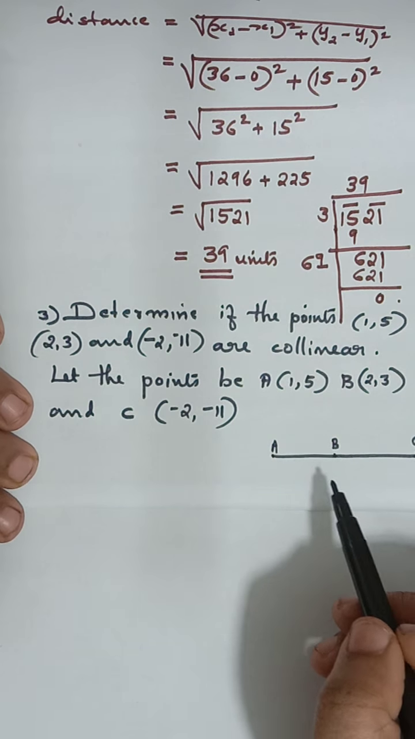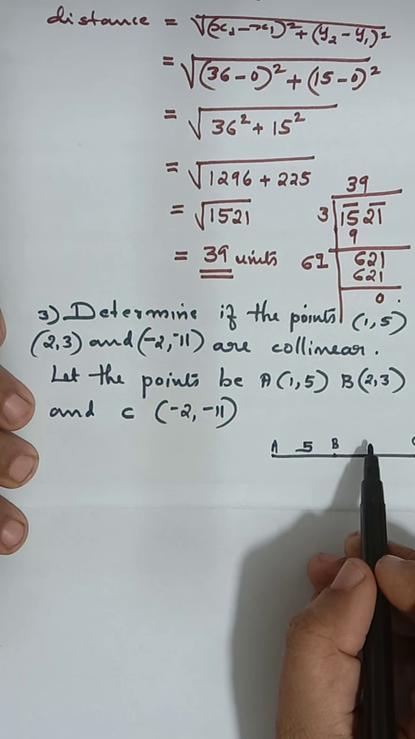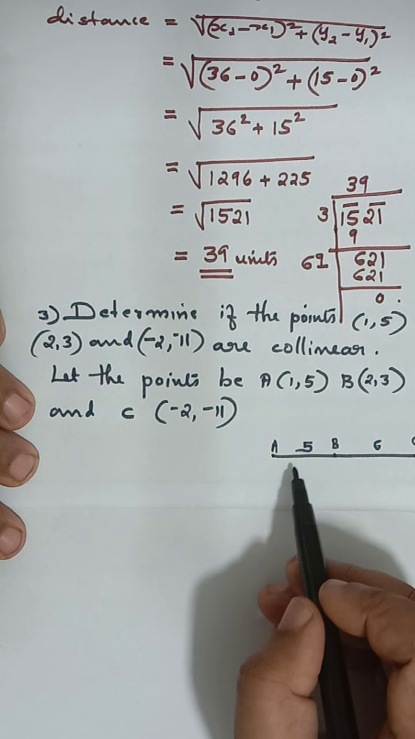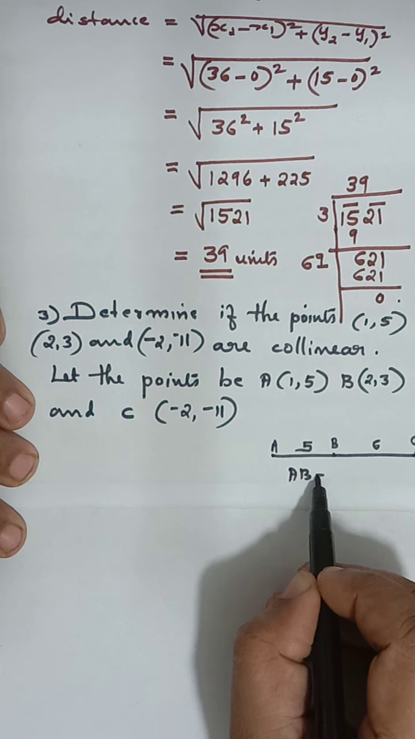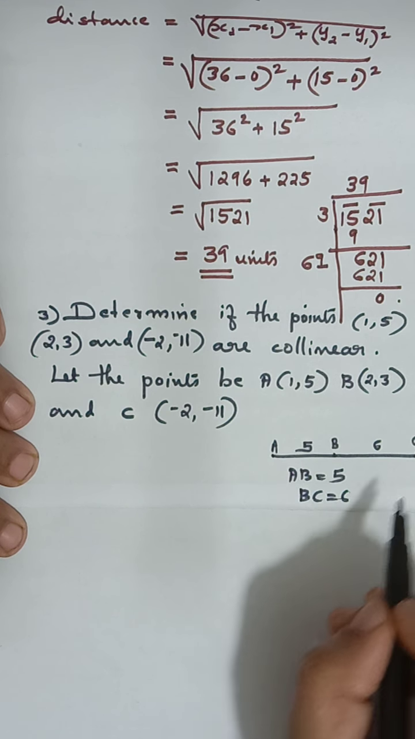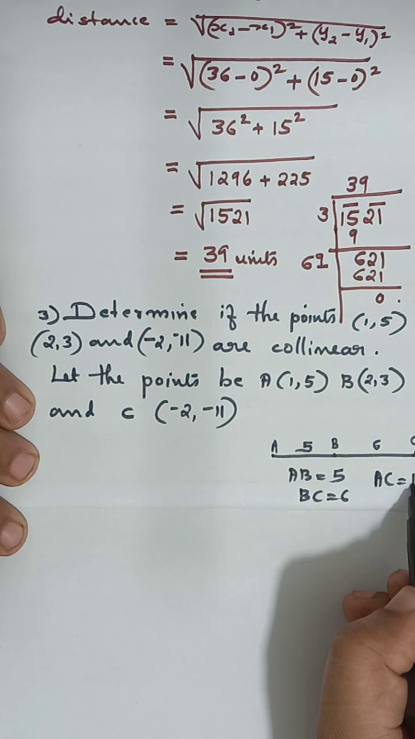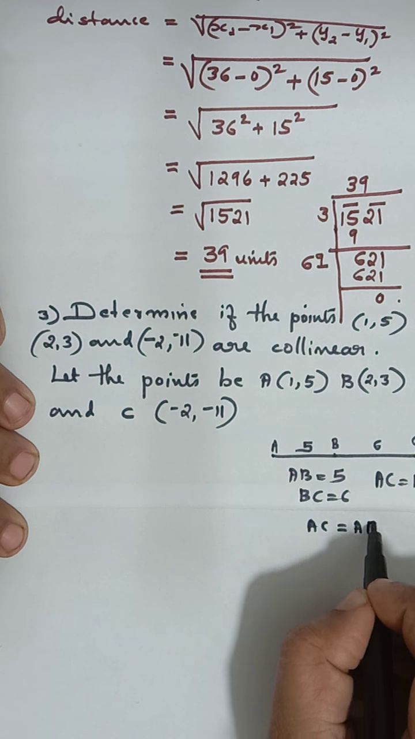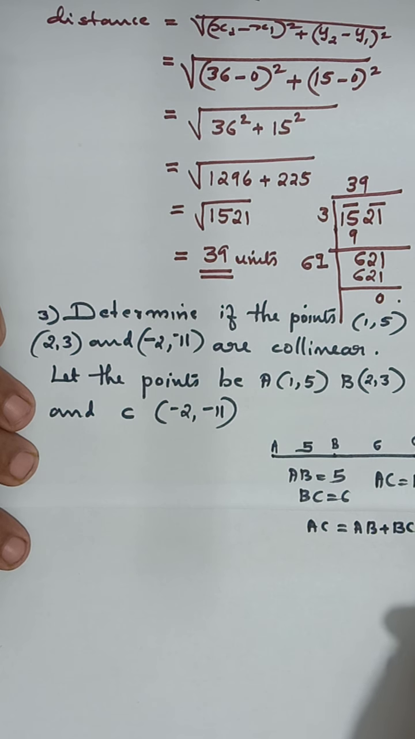What is the condition for collinearity? Here if AB is 5 centimeter, BC is 6 centimeter, what is AB plus BC now? 5 plus 6, it is 11. So AB equal to 5 units. BC equal to 6 units. So our AC equal to 5 plus 6 is 11. How do we get that? AC will be equal to AB plus BC. So this is the condition for collinearity.